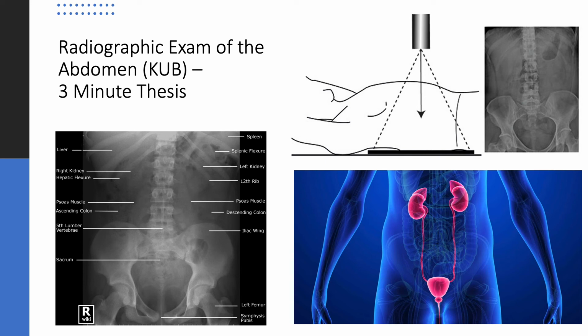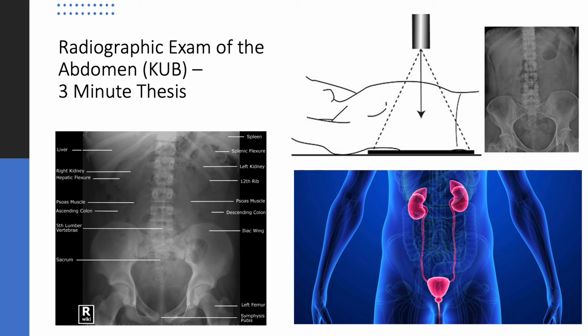The KUB exam is taken in a portrait orientation with the iliac crest positioned in the center of the radiograph. The top of the exposure should ensure that the upper poles of both kidneys are in view. The exposure is typically around 70 to 80 kVp, but this may need to be adjusted according to the patient's size or depending on the imaging system.